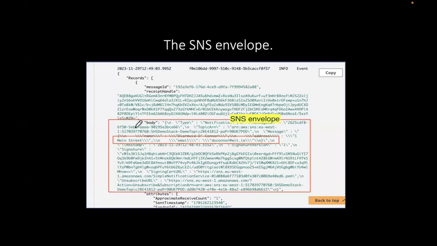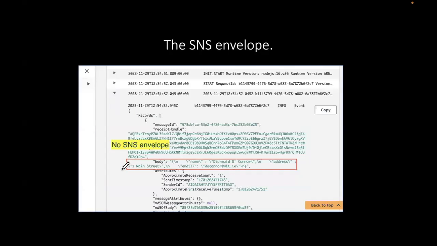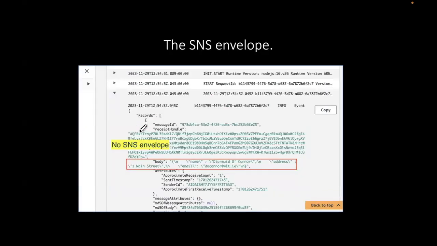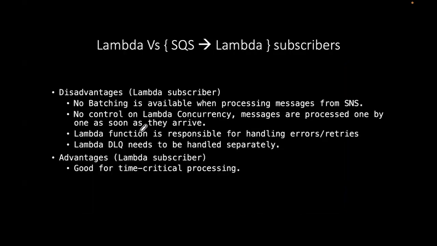So that's an example of where the envelope is included. This screenshot is from the exact same Lambda where the envelope has been disabled. And we can see now that the message, the overall message is much smaller. It's this box here compared to this box here. That's the SNS envelope.